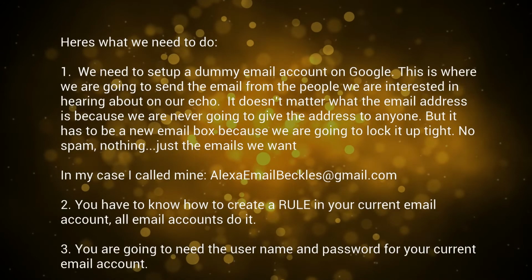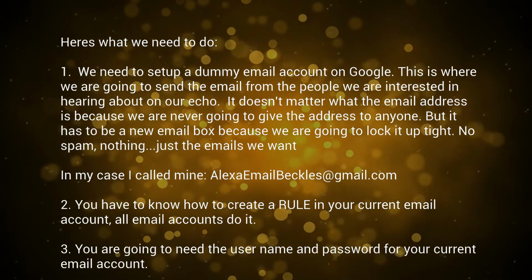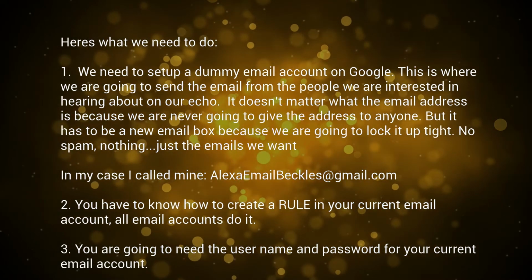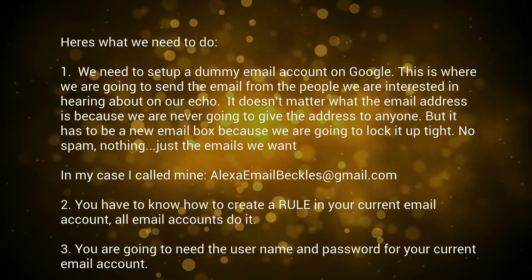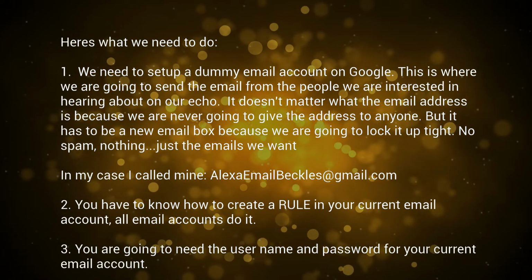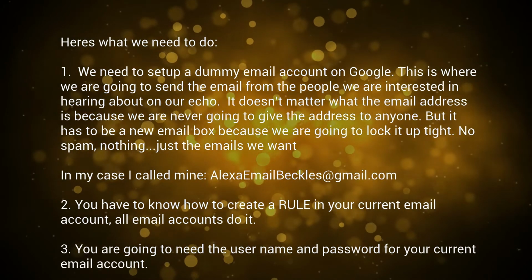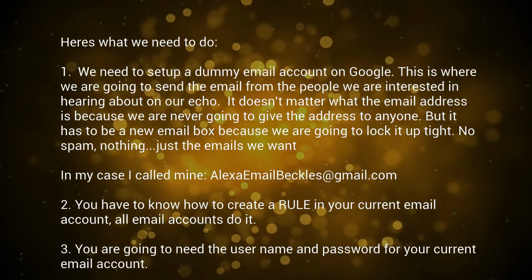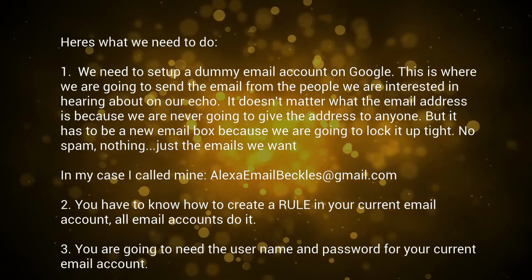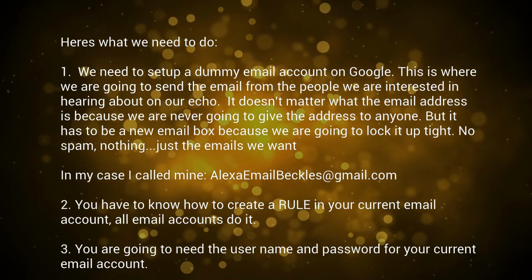Here's what we need to do. We need to set up a dummy email account on Google. This is where we're going to send the email from the people we're interested in hearing about on our Echo. Now, it doesn't matter what the email address is because we're never going to give this email address out to anyone. But it does have to be a new email box that you set up because we're going to lock this email box up really, really tight because we don't want anything in there. No spam, no nothing. All we want to get into this email box are the emails that we send it. And I'm going to show you how we're going to do that.